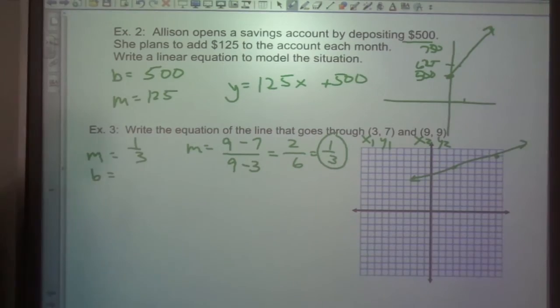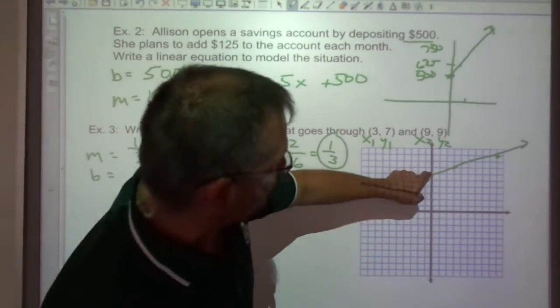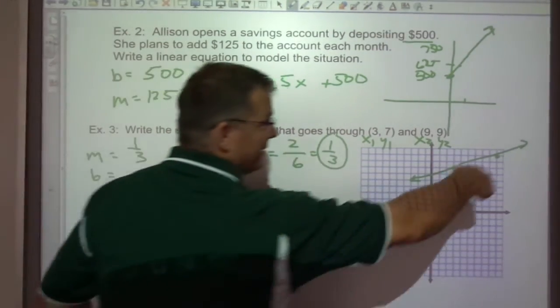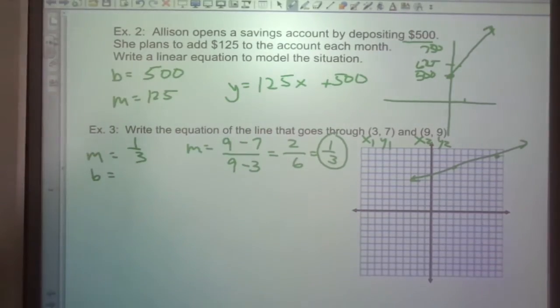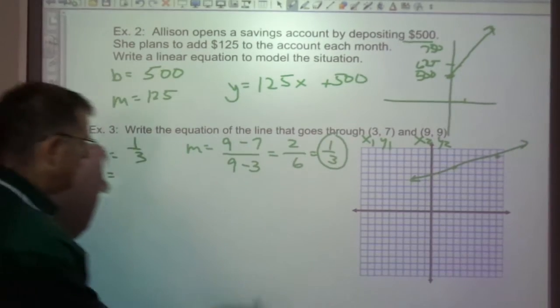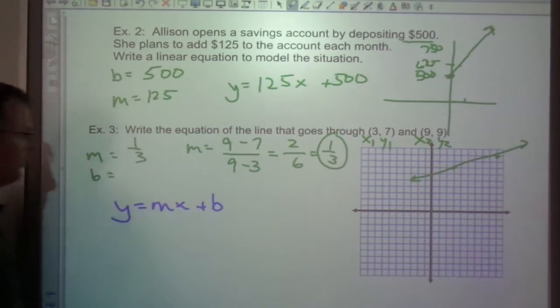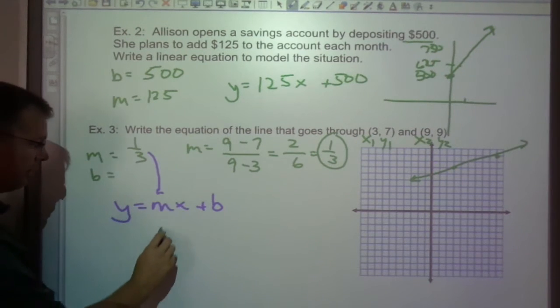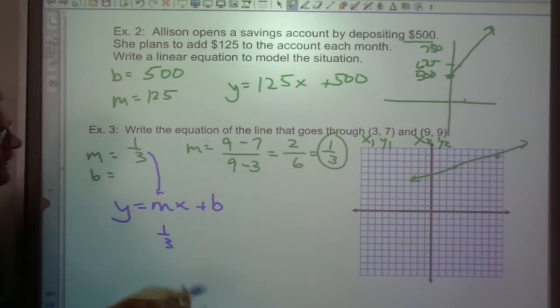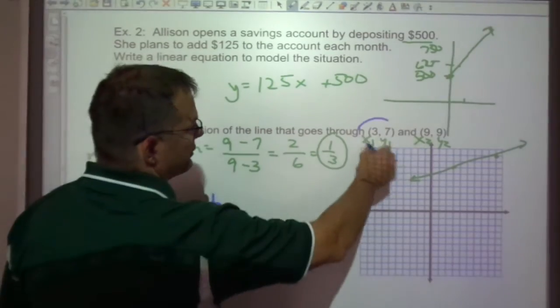Well, what about b? What about the y-intercept? It looks like it crosses right about there, but you can see my line is kind of not particularly straight. I wouldn't trust it completely. What you can do, though, to try to figure out b, is think about this relationship. y equals mx plus b. We have an m, 1/3. We can plug that in. We have an x.